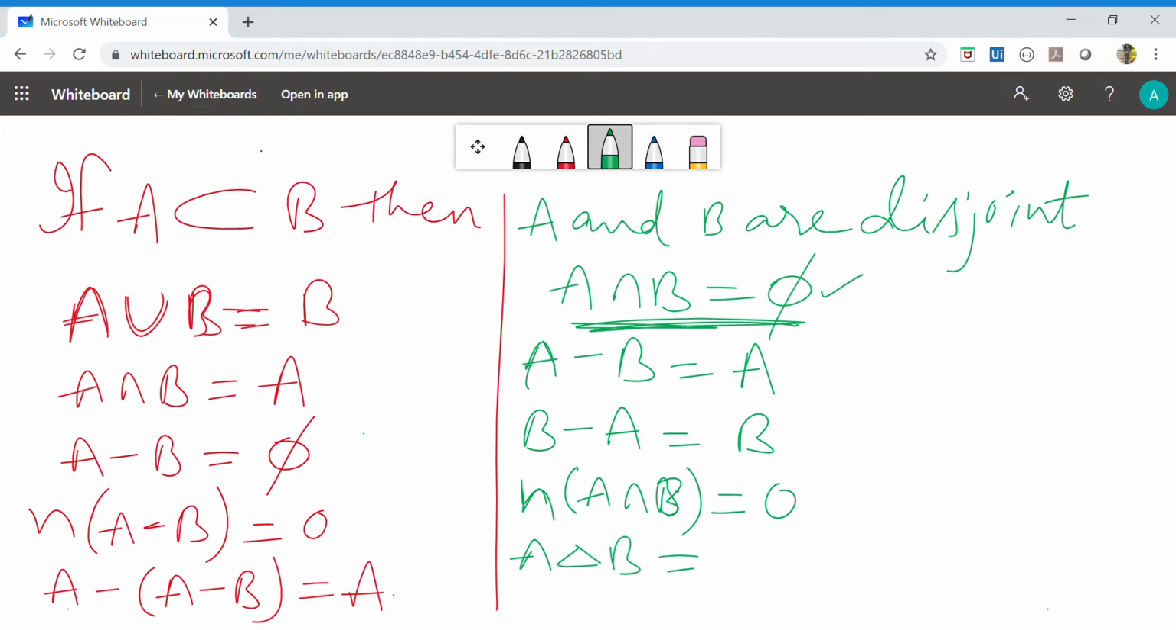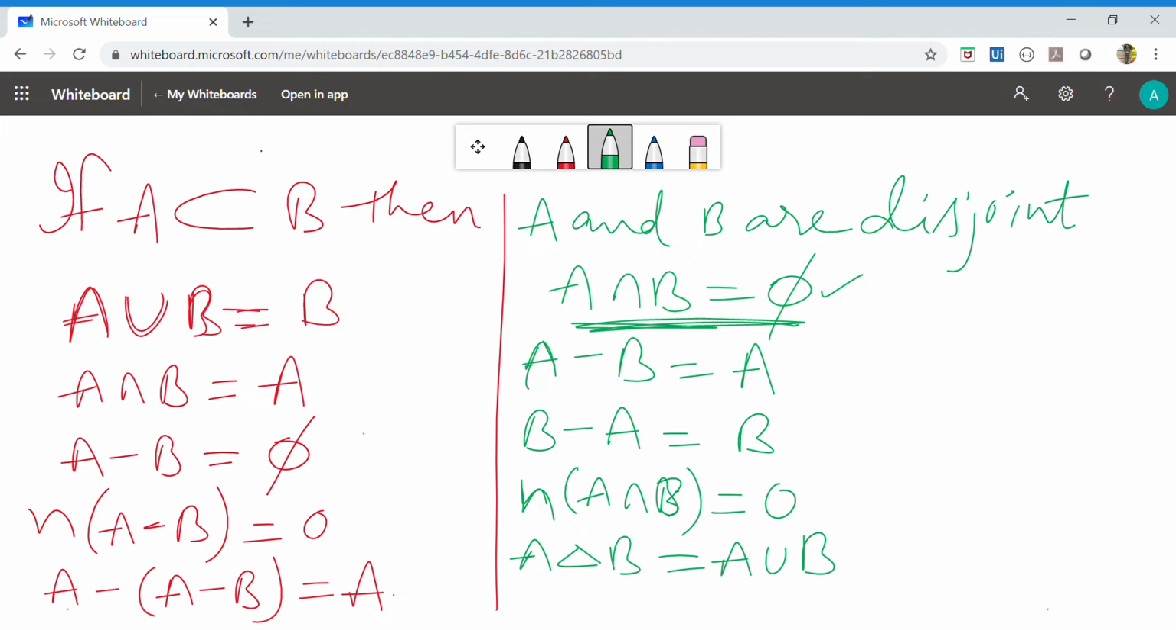What is A delta B? A delta B means A minus B union B minus A. A minus B is A. B minus A is B. So what is A delta B? A union B, you will get. Very good, A union B.